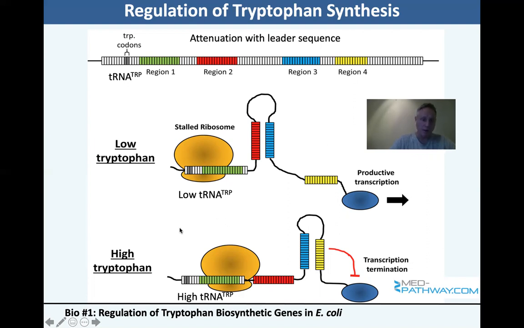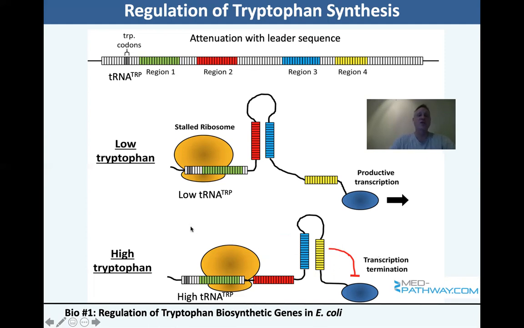But on the other hand, during high tryptophan, the tRNA tryptophan codons, they're not low at all. So as a consequence, the ribosome can move through. And when it moves through, this region 2, region 3 loop can no longer form, but a separate region 3, region 4 hairpin loop forms, and that terminates transcription.